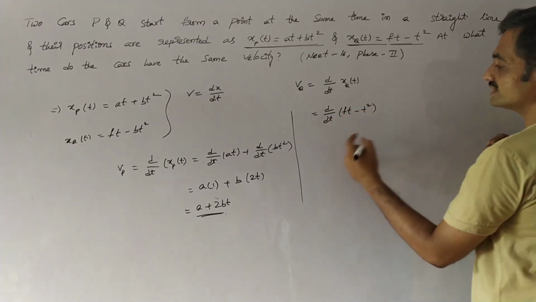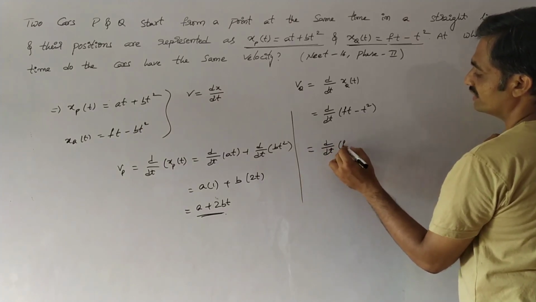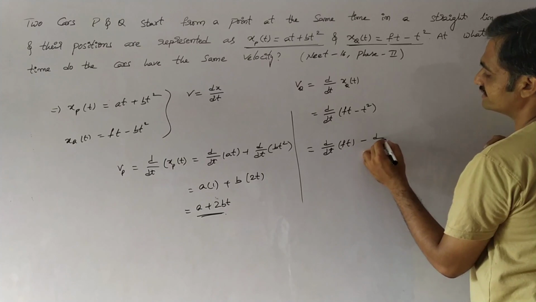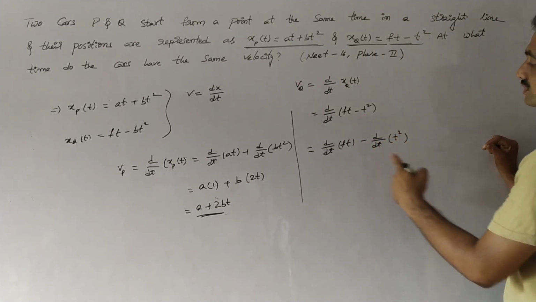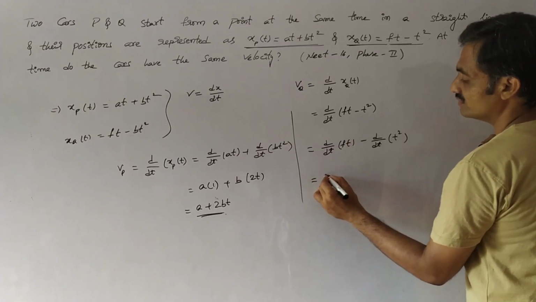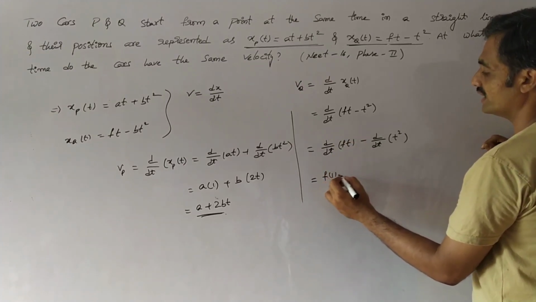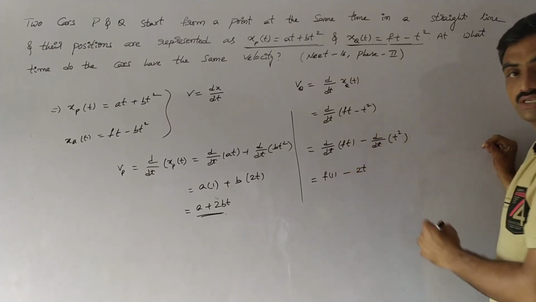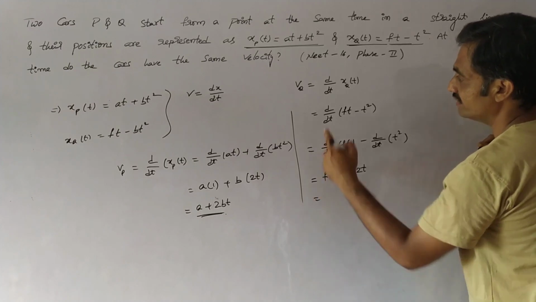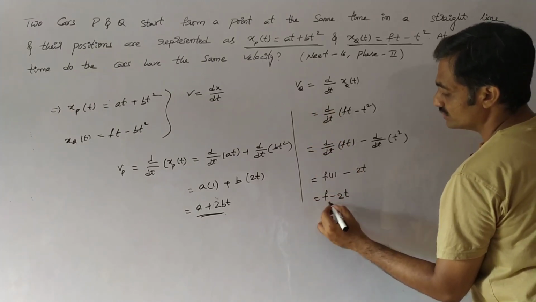So here if we separate this differentiation, we have d by dt of ft minus d by dt of t square. So f is a constant, so if we write it outside, then dt by dt gets cancelled, we get 1 minus d by dt of t square, which is nothing but 2t. So from this we get the velocity of q at a time t as f minus 2t.